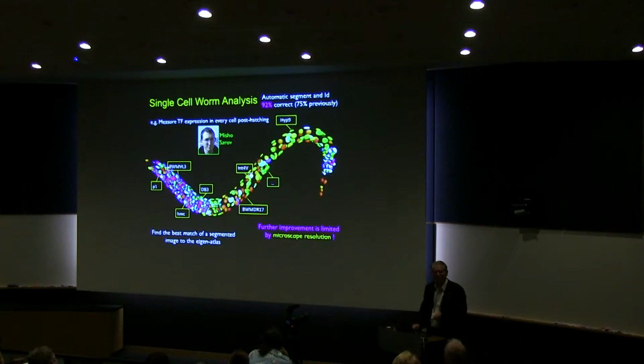Okay, and the answer is that there's an area around the pharynx here where there are lots of very small neurons, very, very small, okay? And with the microscopy that we have, you cannot sufficiently resolve them. And so almost all of the problems are basically in the segmentation. In other words, in the identification of the objects because they're not clear enough, okay? And we still want to do this thing. So basically the problem there, further improvement is limited by microscopy.